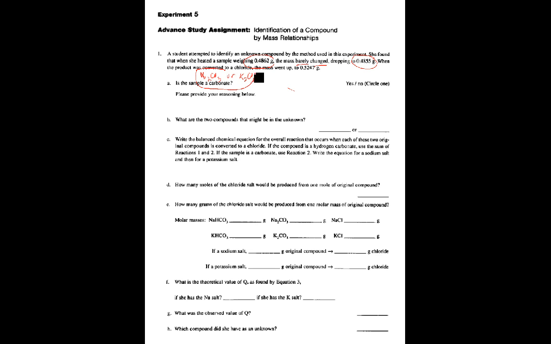Do you think it's one of these two? If you do, you circle yes. Well, what 2 compounds might be in the unknown? Well, if you think it's a carbonate, it's going to be sodium carbonate or potassium carbonate. Now you're down to those 2. If you think it's a hydrogen carbonate, then it's going to be sodium hydrogen carbonate or potassium hydrogen carbonate.